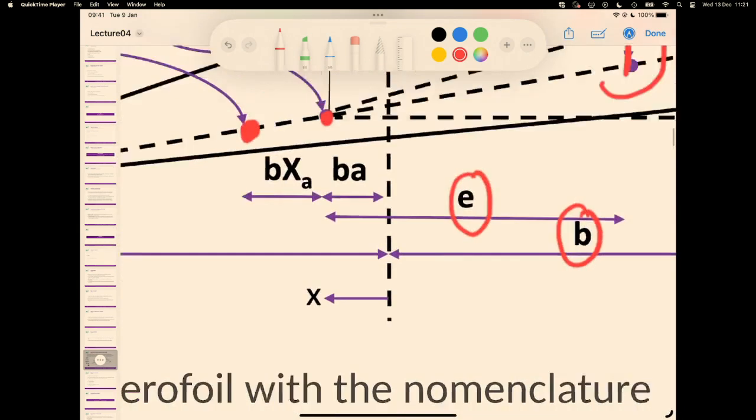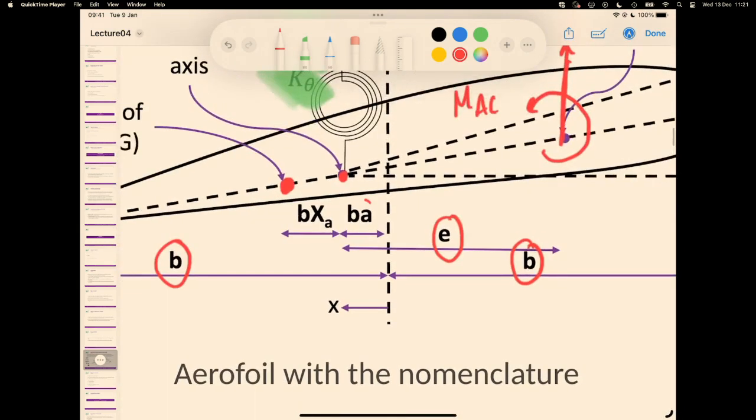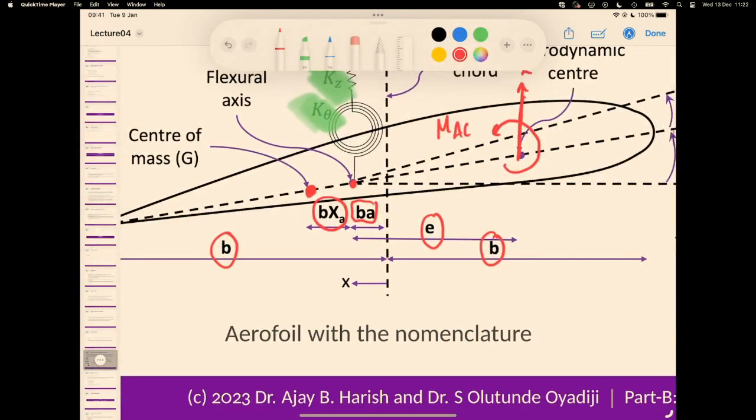So one is the distance between the semi-chord and the flexural axis, which is B into A. So B is the length of our semi-chord. A is some non-dimensional number. I can always say B into 1.5 or B into 0.5 or B into 0.25, right? So A is some non-dimensional number, just because I want to write everything in terms of B, right? And then I also define a distance between my flexural axis or elastic axis and the center of mass. Okay, B into X_alpha.